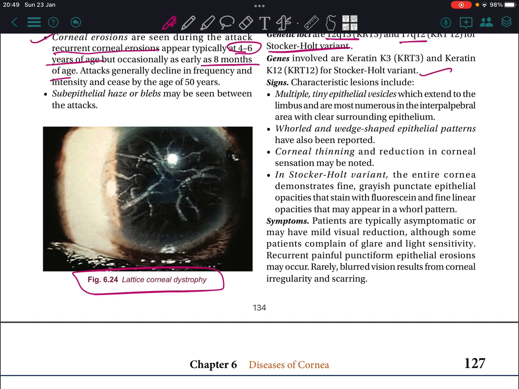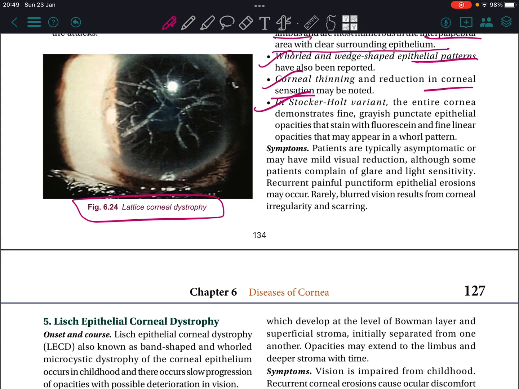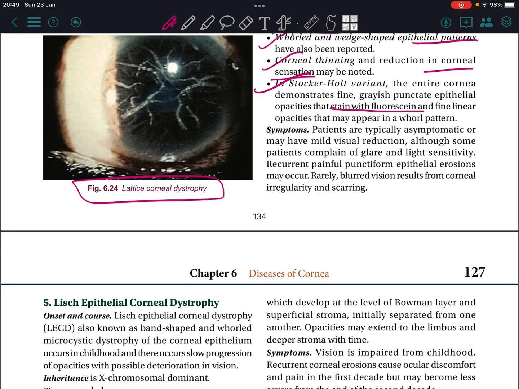Signs: the lesions include multiple tiny epithelial vesicles which extend to the limbus and are most numerous in the interpalpebral area, with clear surrounding epithelium. Whorled and wedge-shaped epithelial patterns. Corneal thickening and reduction in corneal sensation. In the Stocker-Holt variant, the entire cornea demonstrates fine grayish punctate epithelial opacity, stained by fluorescein, and fine linear opacity.